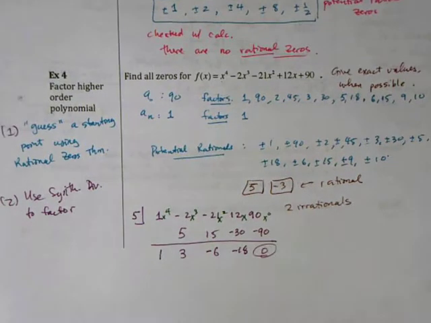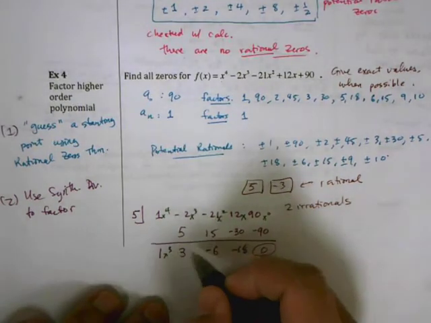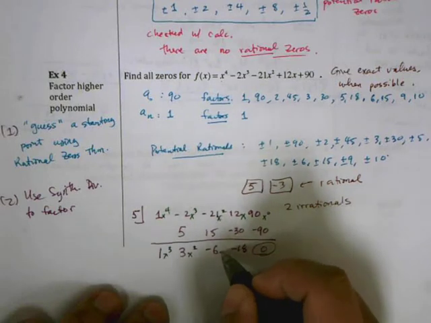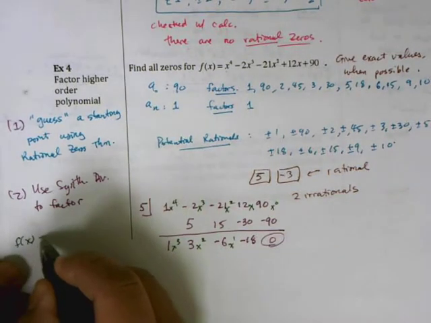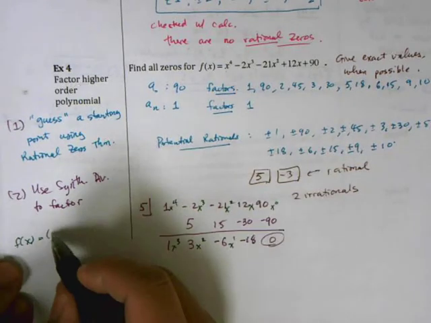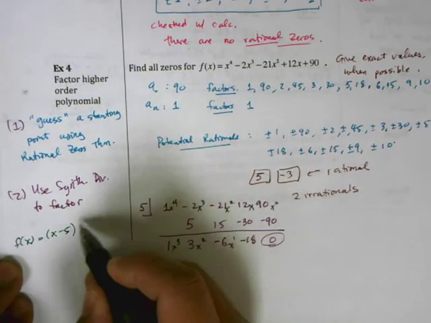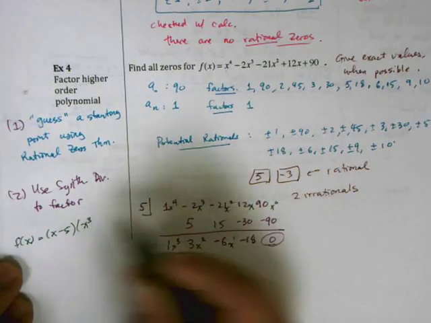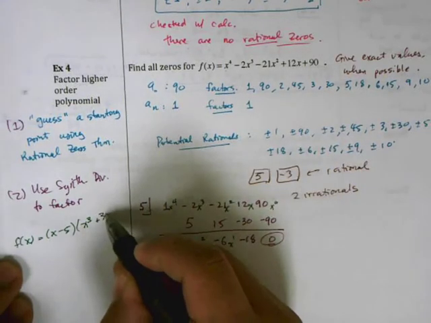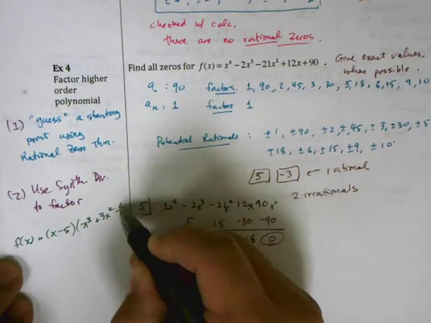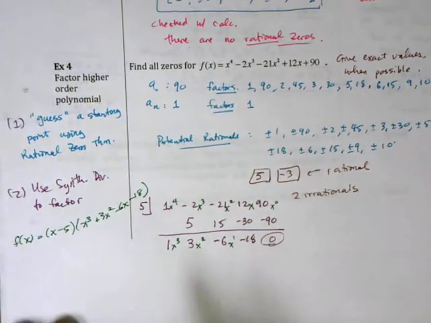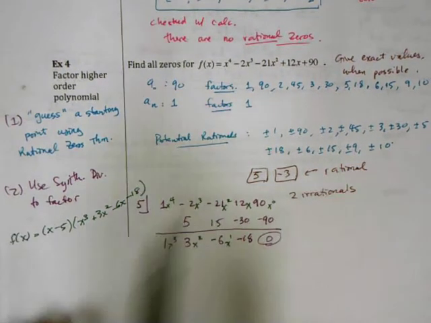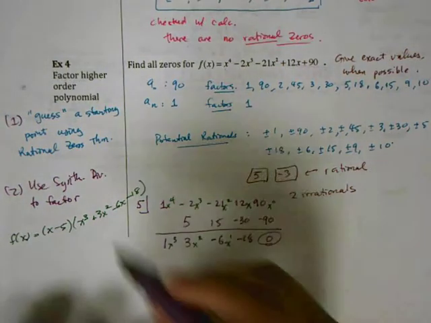Okay, so at this point, I factored it into x to the 3rd, x to the 2nd, x to the 1st, x to the 0th. So now I know that f of x is equal to one of my factors, x minus 5, times x to the 3rd plus 3x squared minus 6x minus 18. Okay? Now, I can go further by factoring this.